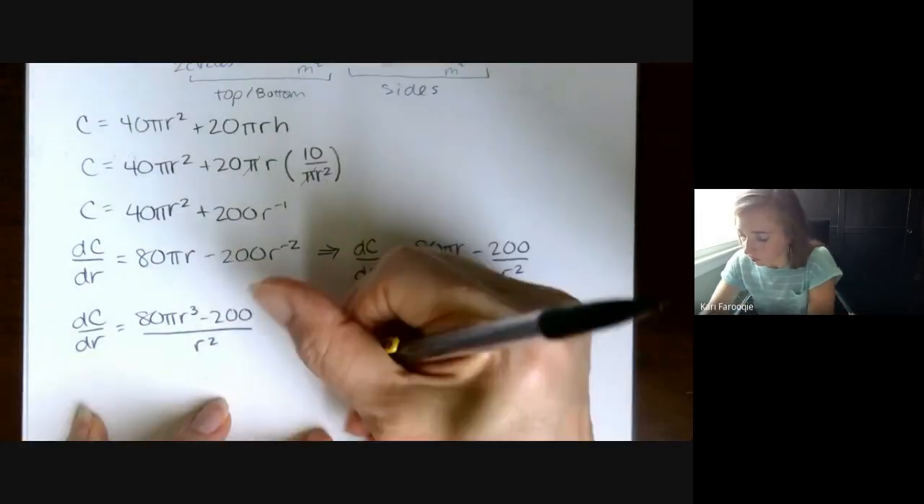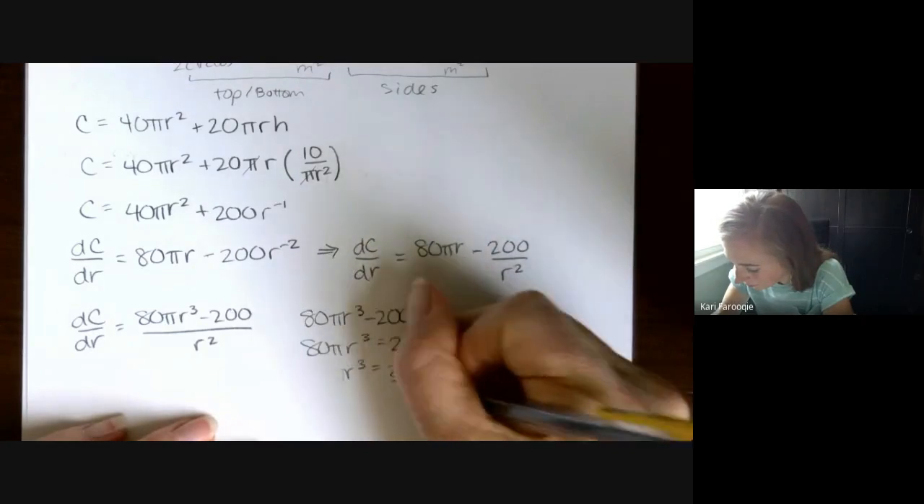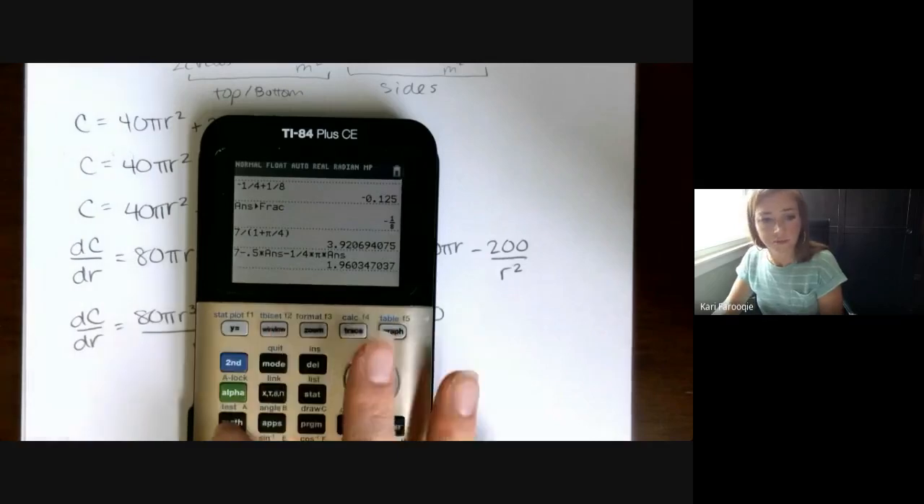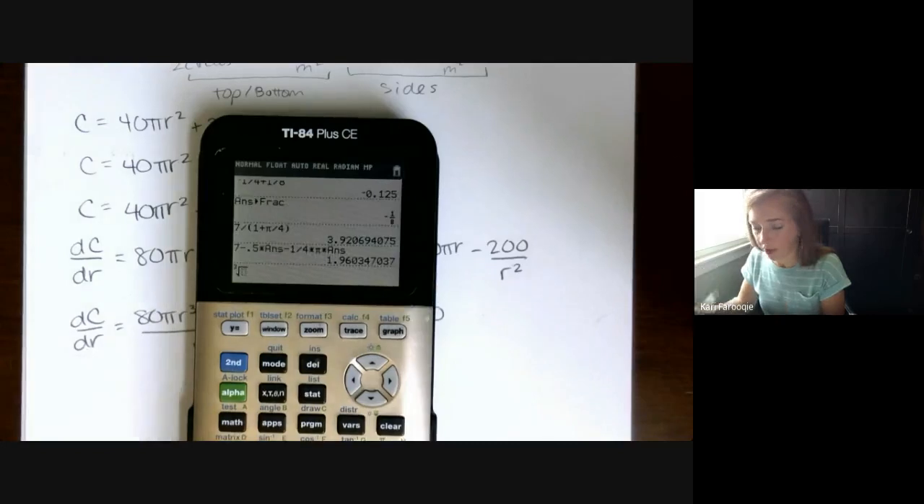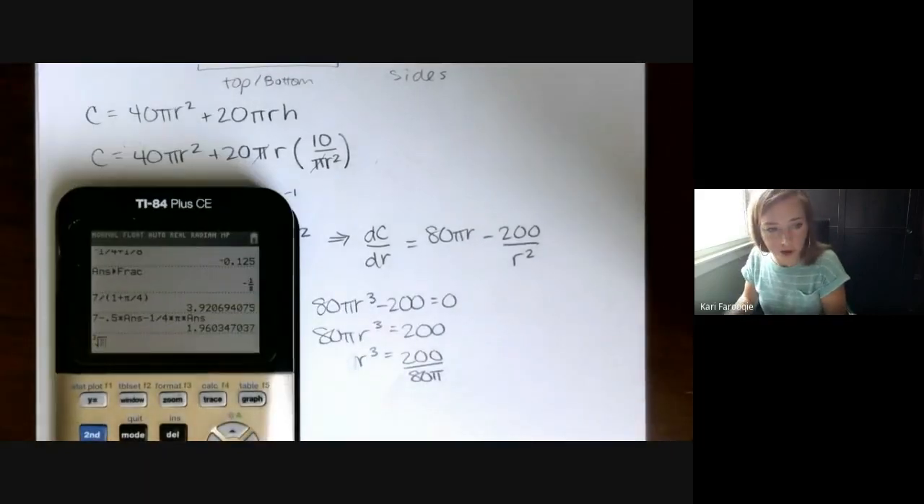I'm just going to divide by 80 pi. And then in your calculator, by the way, if you hit the math button, number 4 is a cube root. So that will make your life a little bit easier when you're solving for this. But you'll take the cube root, and yours might not have a template like mine does, but you can just use parentheses. Remember, when you divide by 80 pi, you must put parentheses around it.